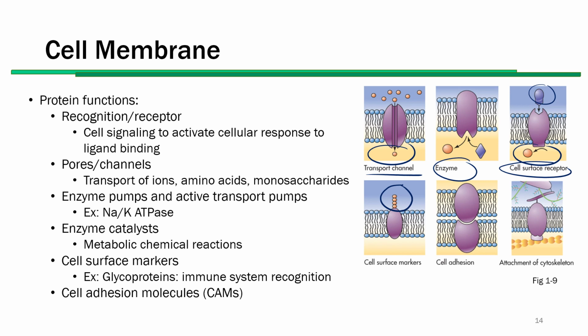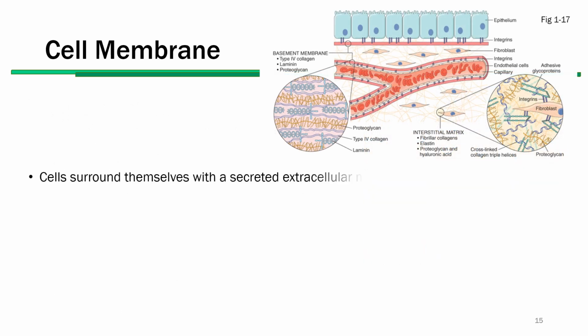Cell adhesion molecules, those you can see link. Those proteins join cells together, so that just like their name says, they adhere cells. So they can attach to the cytoskeleton and contribute to cell shape. Cells surround themselves with a secreted extracellular matrix. That matrix is formed by fibrous proteins embedded in a complex carbohydrate-rich gel.